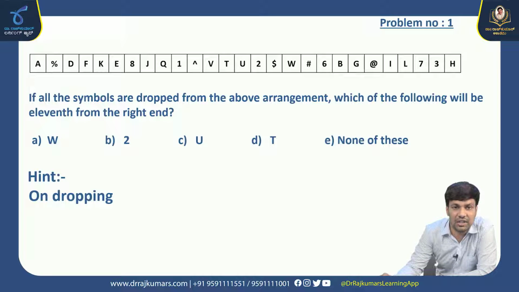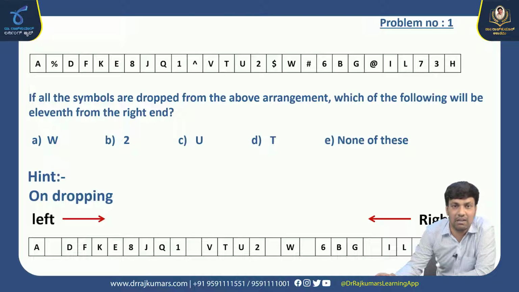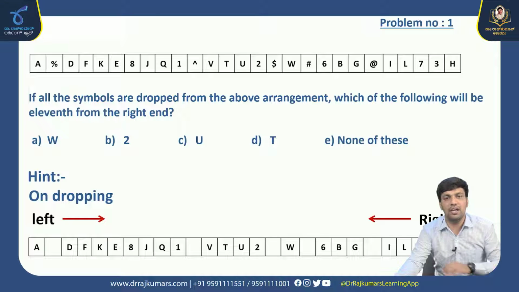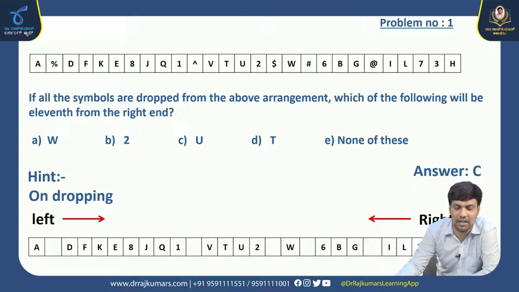Here we have the condition, that is symbols dropping. By dropping all the symbols from the above arrangement, we need to search for the 11th element from the right end. On dropping, we have the following tabulation. Here we need to count the 11th letter from the right end. On moving from right to left direction and counting the 11th letter, we have option C over here, that is U, as the right answer.